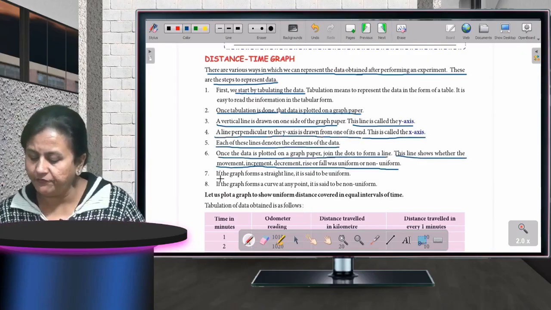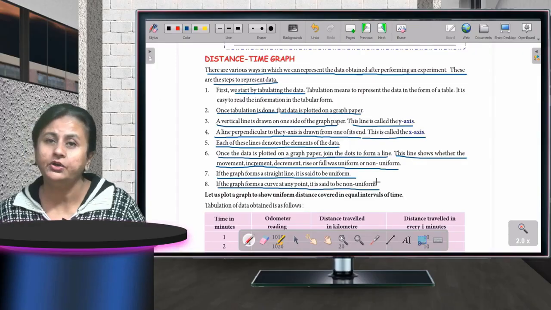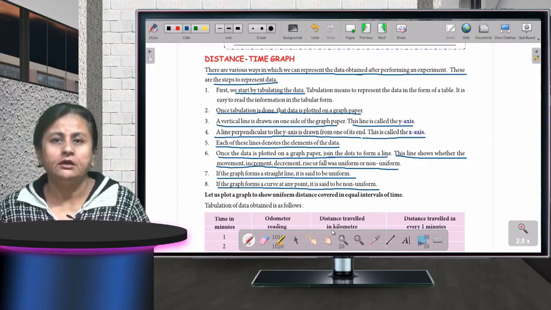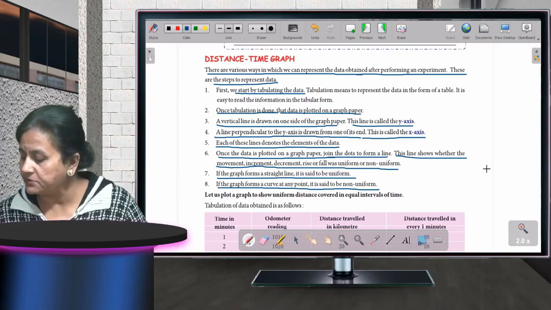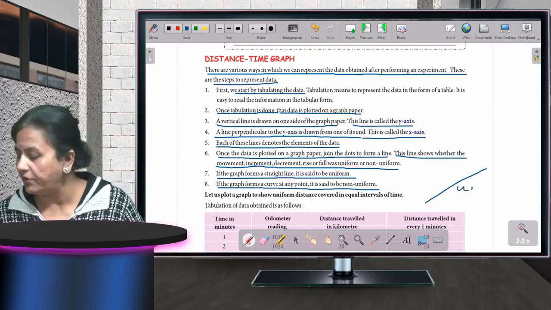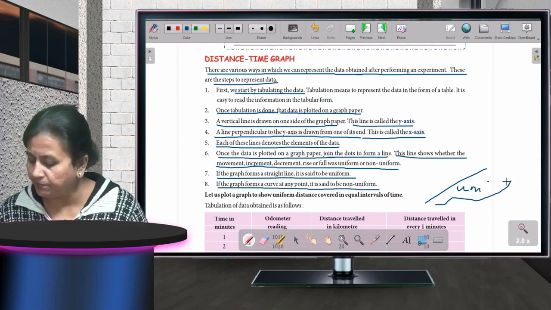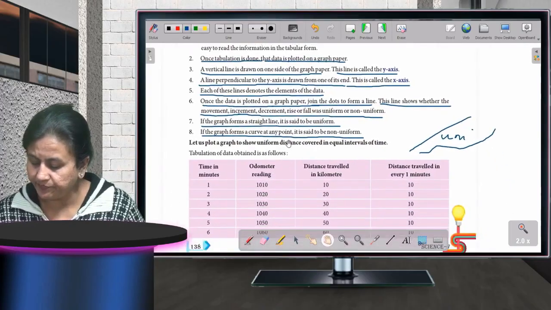So, if the graph forms a straight line, it is said to be uniform, and if the graph forms a curve at any point, it is called non-uniform. Whenever you plot the time intervals on the graph, in case the line forms a straight line, that means it is uniform, and if in case the line is curved like this, it is non-uniform. Fine, children. I'll explain properly now. Can you all see on your screens?